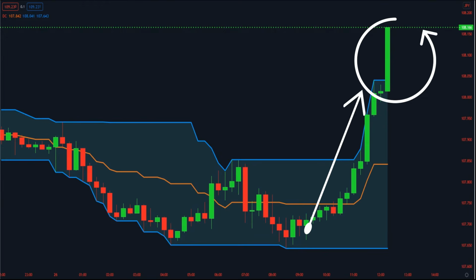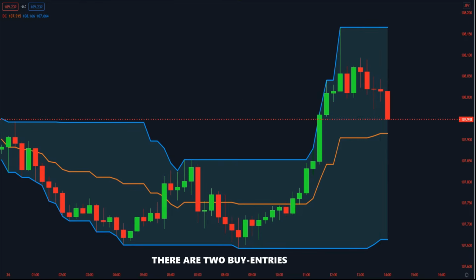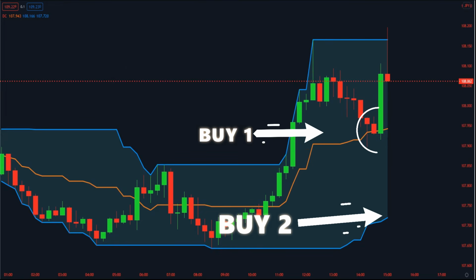Now, all we've got to do is outline the rules of our entry strategy. Step number 3, buy. There are 2 buy entries. Buy 1, when the price pulls back to the middle Donchian band. Buy 2, when the price pulls back to the lower Donchian band.